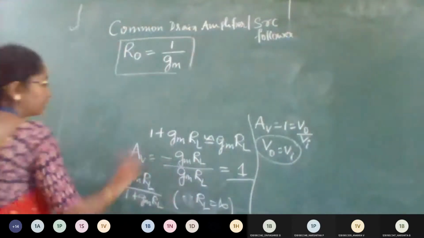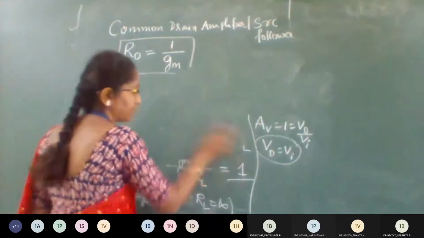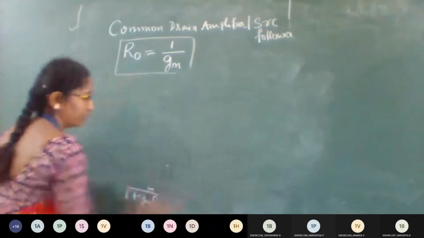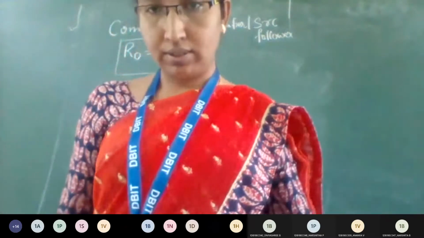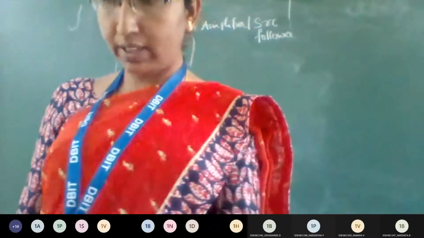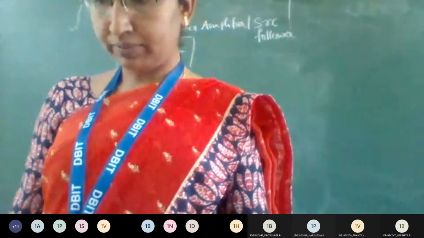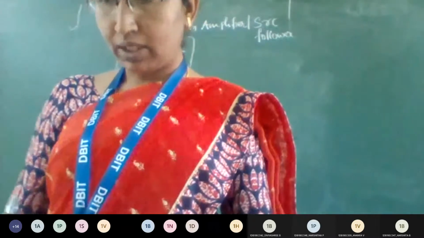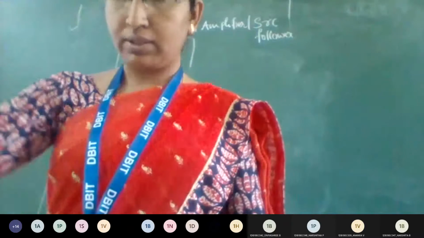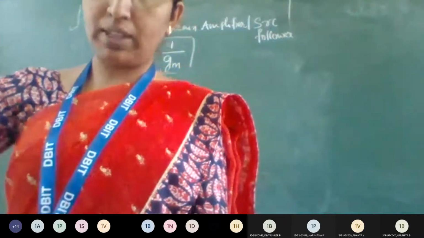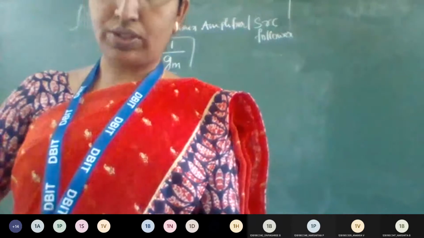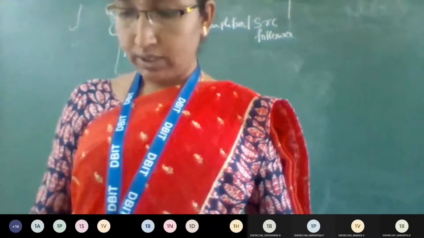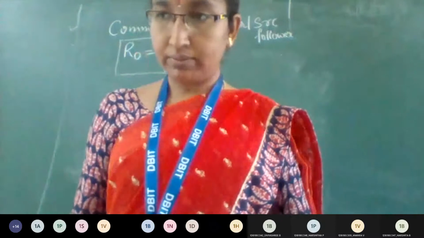We'll move to the next topic, which is internal capacitance. I hope you know how many junctions a BJT has. How many terminals does a BJT have? 3 terminals. How many junctions, when you write NPN? 2 junctions. Similarly, how many terminals does a MOSFET have? How many junctions?